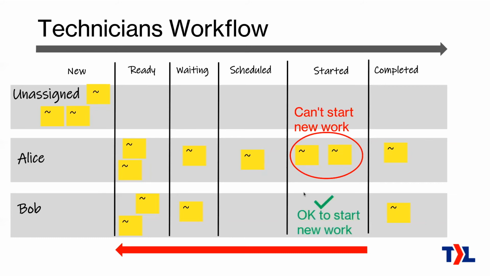Bob, though, has no tickets right now in the started or in progress column, so he's okay to start new work. He can come over here, pull something out of the ready column, pull it to started, and work on that.